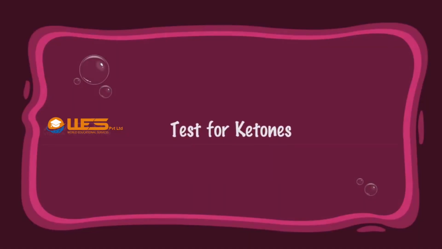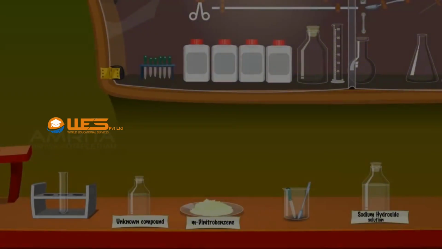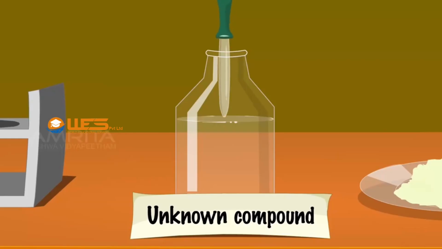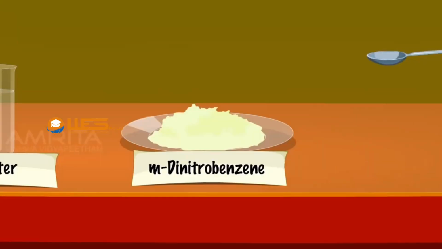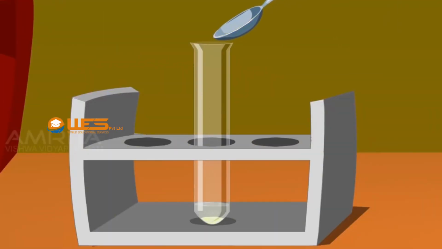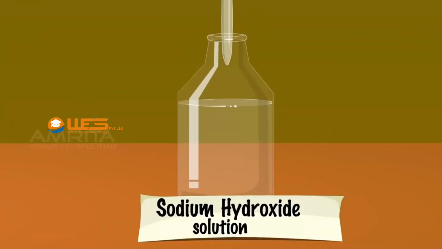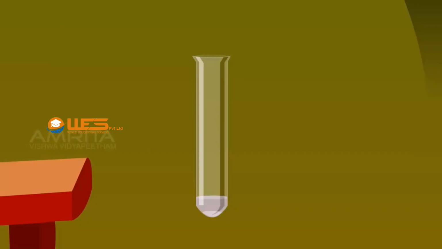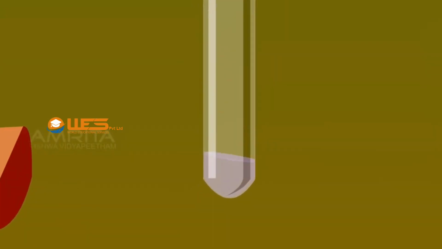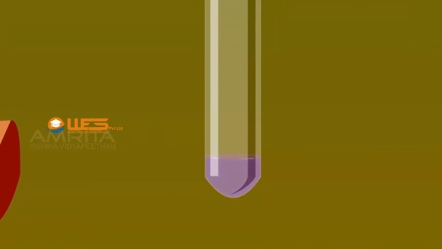Tests for ketones. m-Dinitrobenzene test. Procedure. Take a dropper. Take some drops of given liquid. Pour it into a test tube. Add a small amount of powdered m-dinitrobenzene to it. Take a small quantity of sodium hydroxide solution using a dropper. Add a small amount of dilute sodium hydroxide solution to it. Shake well. Appearance of a violet color that slowly fades confirms ketonic group.